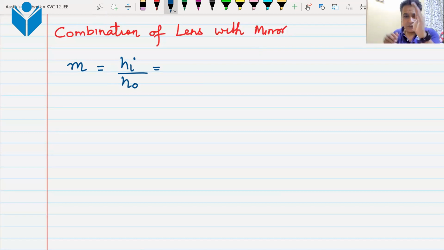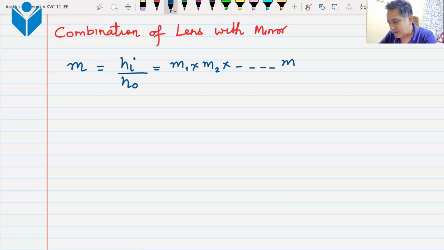So what will happen is one lens will produce one image. That image will act as an object for the second one, which will produce the second image. That second image will act as an object for the third one, and so on. So if I just multiply them, we will get this formula. The total magnification will be a multiplication of all these magnifications.